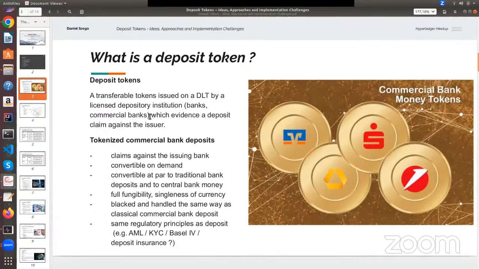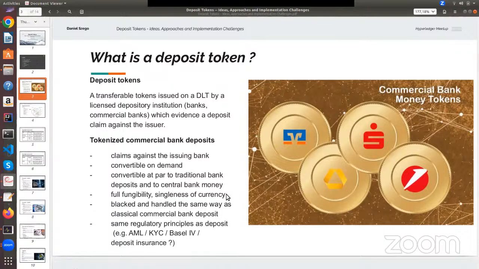Usually there are two concepts, and they are pretty much the same. There are very minor differences between deposit tokens and tokenized commercial bank deposits, so I just use them as the same concept. If we say deposit tokens or tokenized commercial bank deposits, what we think of is a claim against an issuing bank, usually a commercial bank. It is convertible on demand and at par, so one-to-one, to traditional bank deposits, or even to central bank money, which is mostly cash. It should be fully fungible to provide the singleness of currency. It is certainly a very good question how we can provide full fungibility. It's usually a tricky question.